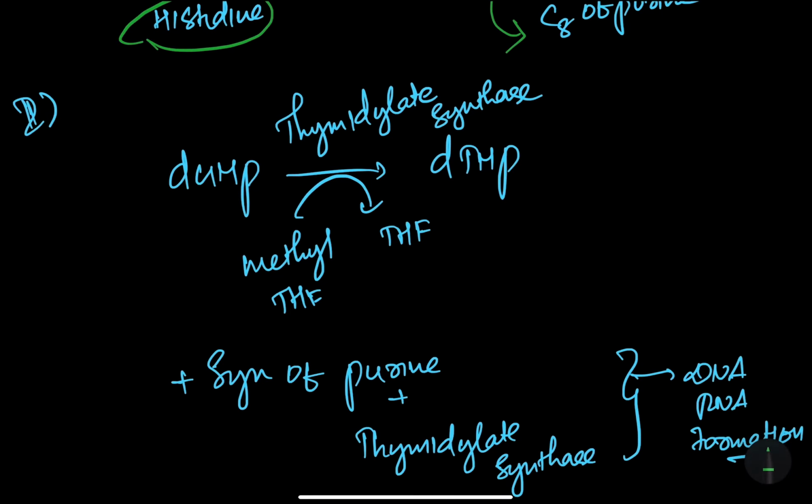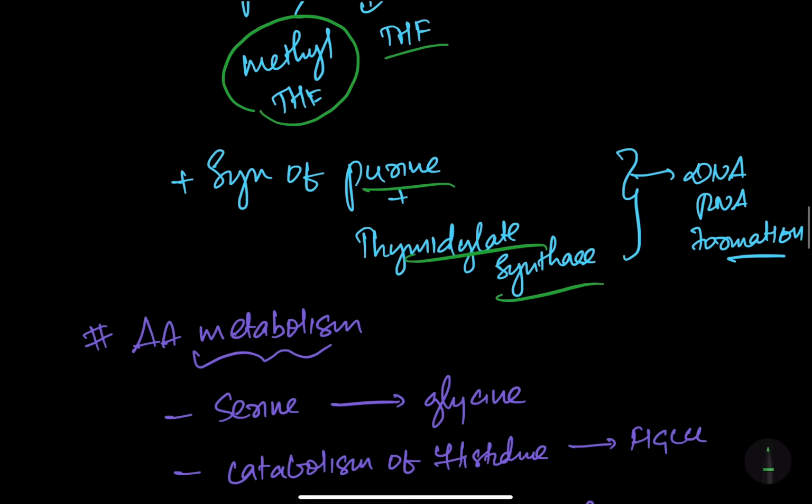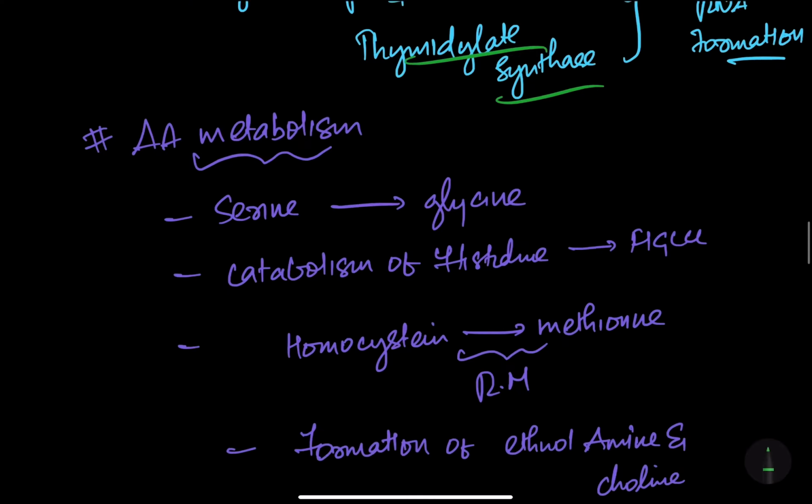Secondly, thymidylate synthase. Deoxyuridine monophosphate is converted into thymidine monophosphate by conversion of methylene THF into DHF. So the synthesis of purine and thymidylate, both of them are essential for DNA RNA synthesis.